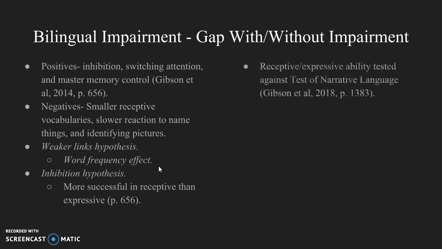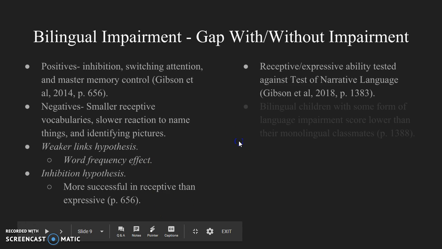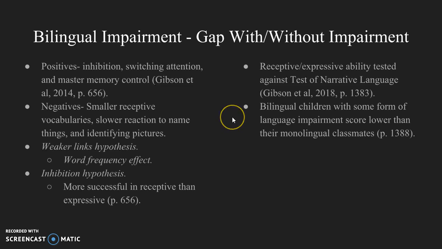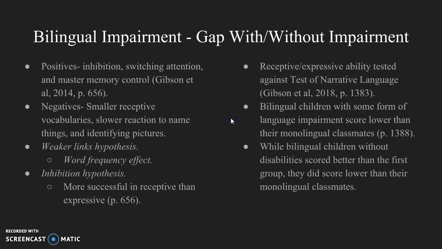Now, another study tested receptive and expressive ability with a test called the Test of Narrative Language, where a story is told to children, and then they have to answer questions based off of the narrative. Bilingual children with some form of language impairment were seen to score lower than their monolingual classmates, and the same can be said of those without any disabilities. Bilingual children scored lower than their monolingual classmates as well.